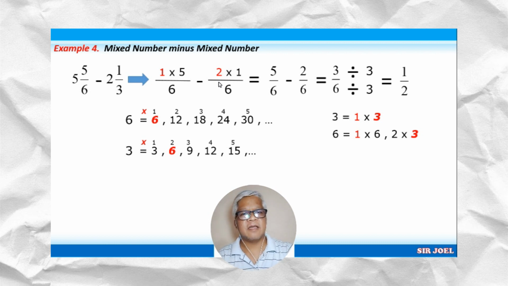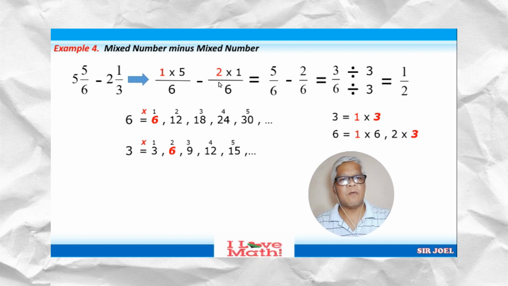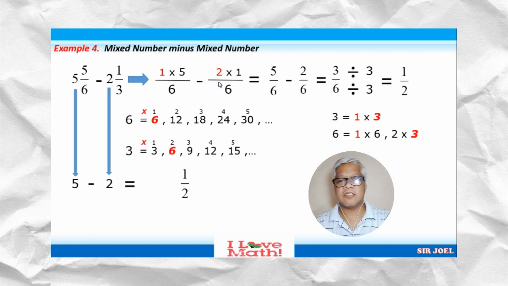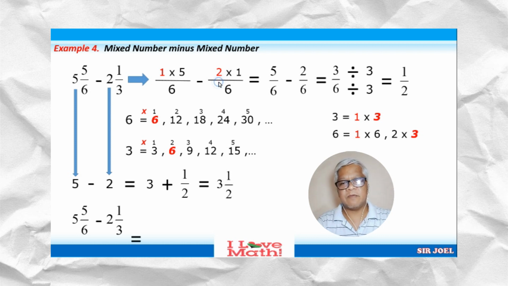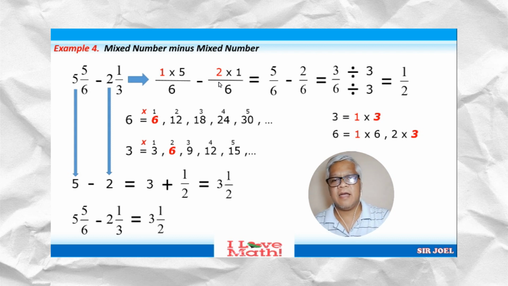Okay? Next, copy your fractional part answer 1 over 2. Then, going back dun sa ating problem, meron tayong whole numbers na 5 and 2. Copy. Then, subtract 5 and 2. The answer is 3. Yung 3, i-add sa fractional part answer mo kanina na 1 over 2. What is 3 plus 1 over 2? The answer is 3 and 1 over 2. Therefore, 5 and 5 over 6 minus 2 and 1 over 3 is now equivalent to 3 and 1 over 2. And this is our final answer.